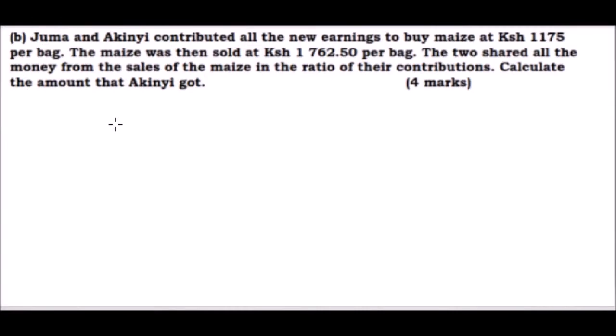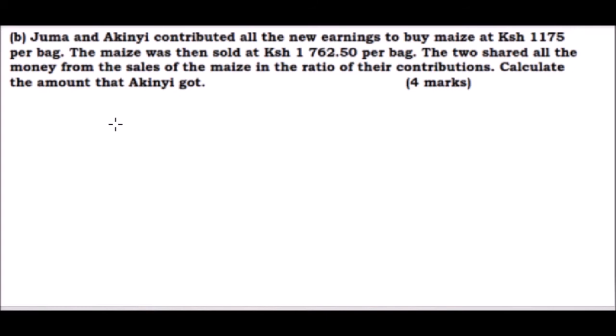So question number 21, part B. You are told Juma and Akinyi contributed all the new earnings to buy maize at 1,175 Kenyan shillings per bag. The maize was then sold at 1,762.50 per bag. The two shared all the money from the sales of their maize in the ratio of their contribution. Calculate the amount that Akinyi got.